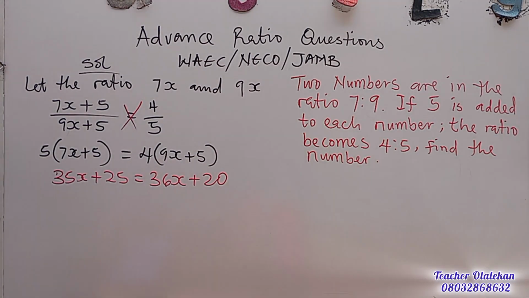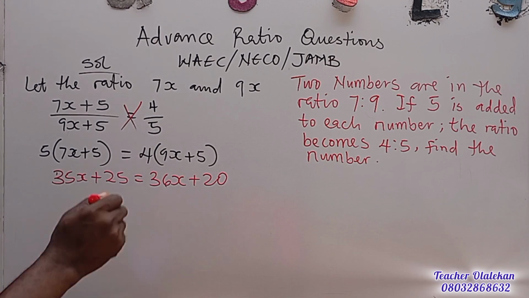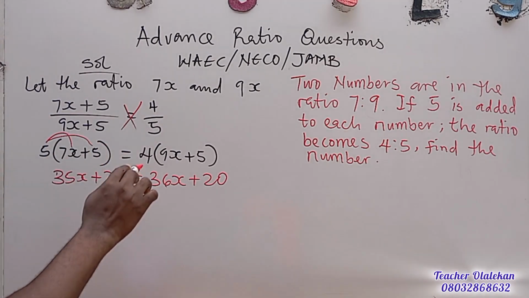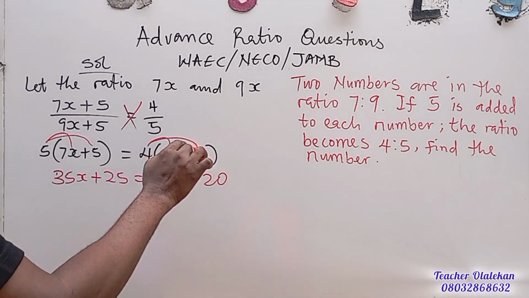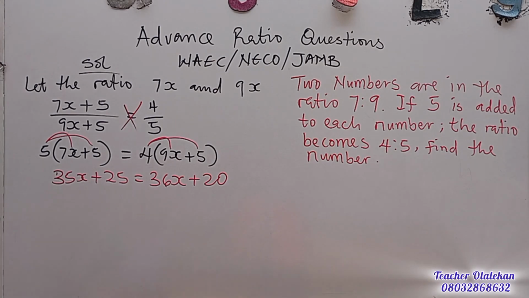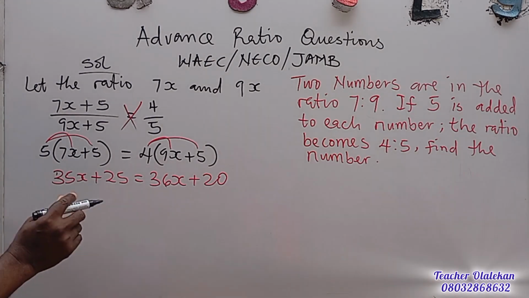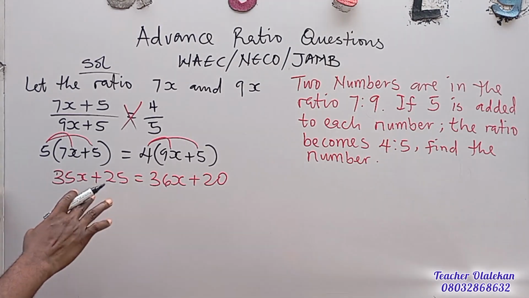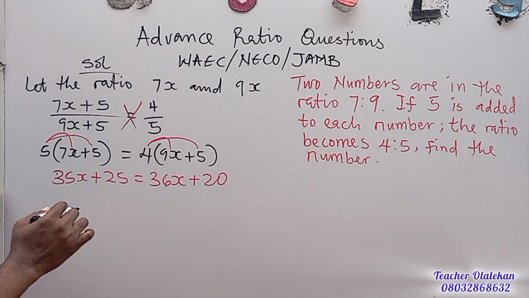Good. So I believe you know how we open the bracket. We just use this to multiply this first, and we use this to multiply this next. So the same thing we did here. So at this stage we collect the like terms. Let's collect the like terms. So the x terms come together and the others go to each other too.